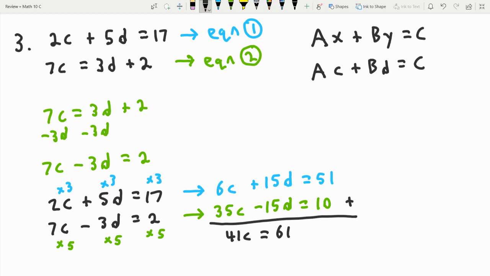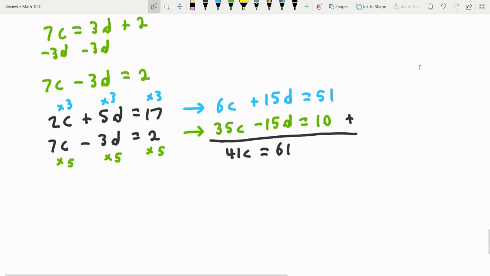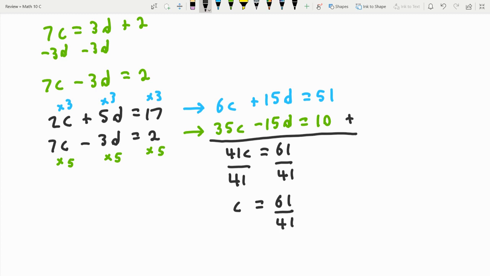Now from here, I want to have C by itself. So I'm going to divide every term by 41. And if I do that, I should get C by itself, because 41 divided by 41 is 1. So C equals 61 over 41. Now from here, I would try to reduce 61 over 41, but as you can see, it cannot be reduced. So my final answer would be C equals 61 over 41.